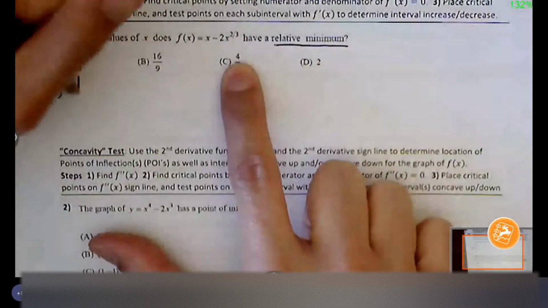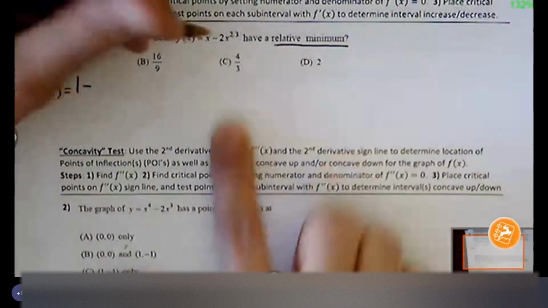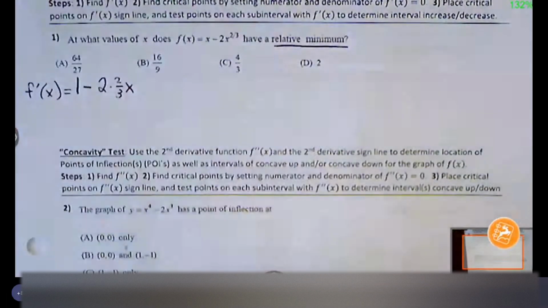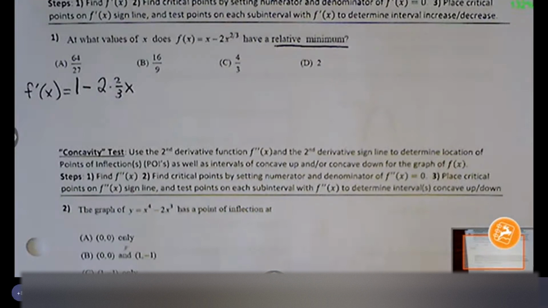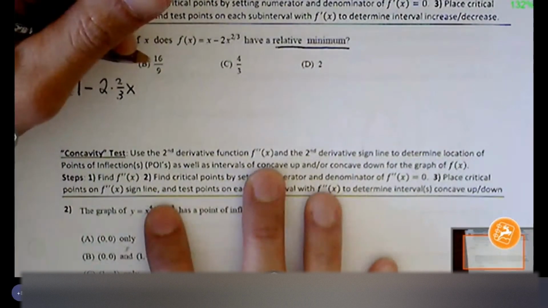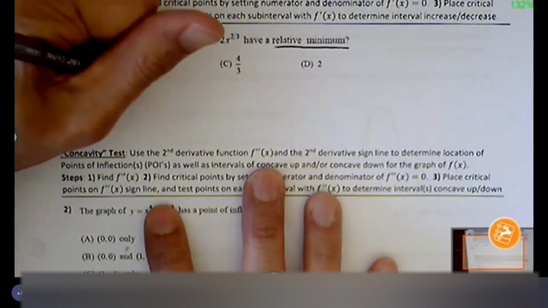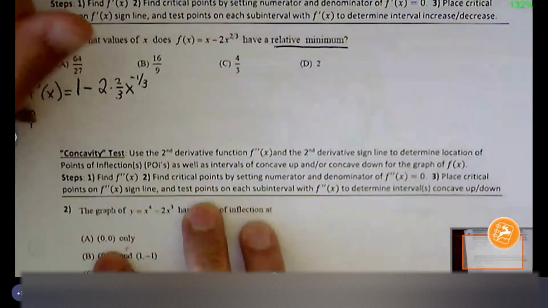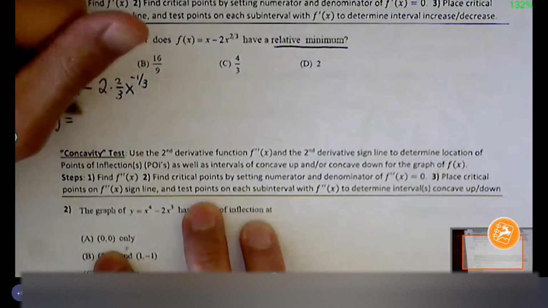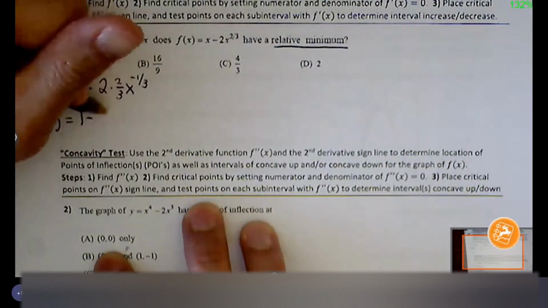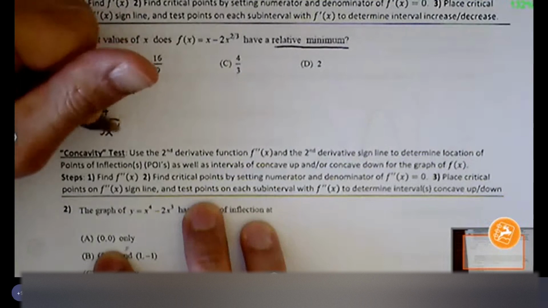X becomes 1. 2x to 2/3. We bring the 2/3 down. Subtract 1 from the exponent. 2/3 minus 3/3 is just negative 1/3. Clean this up here. I get 4 over 3x to the 1/3.